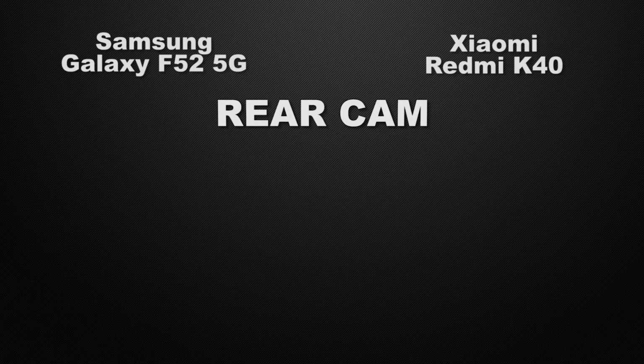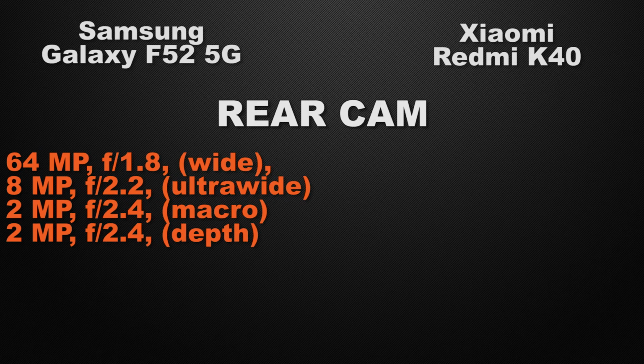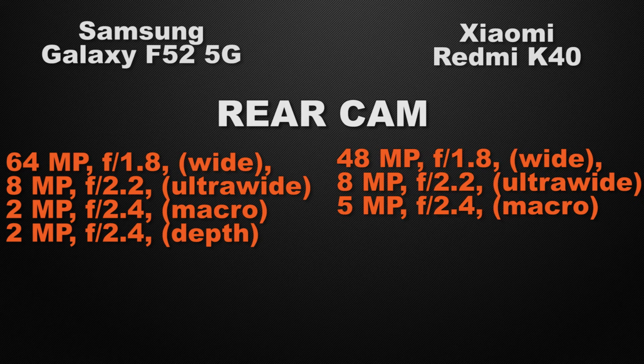Let the comparison start with the camera of the devices. Talking about the rear camera of the devices, F52 has a quad camera setup: 64 megapixel wide camera, 8 megapixel ultra wide camera, 2 megapixel macro camera and 2 megapixel depth sensor. Whereas K40 comes with a triple camera setup: 48 megapixel wide camera, 8 megapixel ultra wide camera, 5 megapixel depth sensor. So the winner here is F52 because it has a quad camera setup.